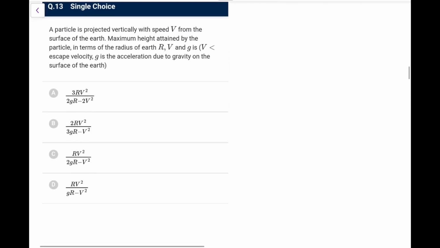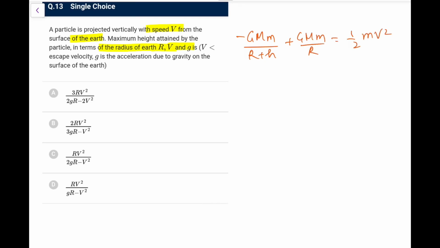Next one, a particle is projected vertically with speed v from the surface of the earth. The maximum height attained by the particle in terms of the earth radius R, v and g is, okay, so the maximum height attained. The gain in potential energy you will write as U final minus (−GMm upon R plus H), minus minus becomes plus GMm by R, is the loss in kinetic energy, which is half m v square.